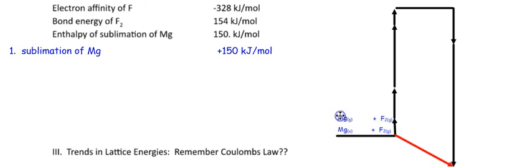I'm just going to make it go from a solid to a gas. So how much does this arrow go up by? 150 kilojoules per mole. So I'm going up. It requires 150 kilojoules of energy. Well, what's the next thing I need to do?